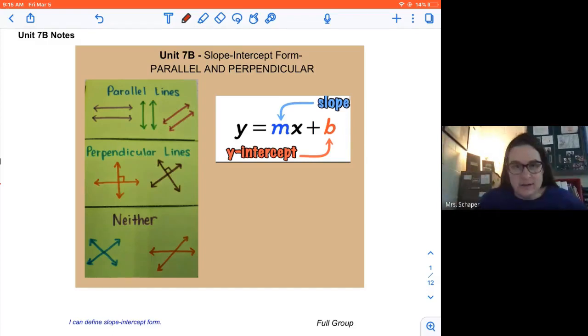We're going to be starting unit 7B, which is just a continuation of 7A. It's going to be focusing a lot on slope-intercept form. Y equals mx plus b, where m is your slope and b is your y-intercept. And we're going to be focusing on parallel and perpendicular lines in slope-intercept form.